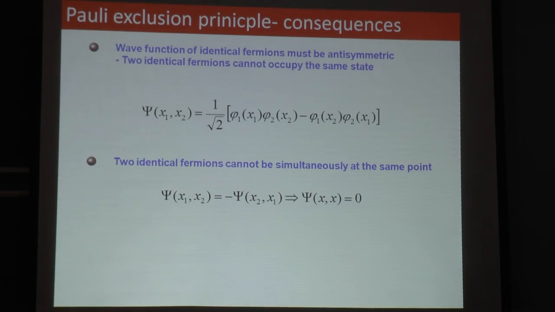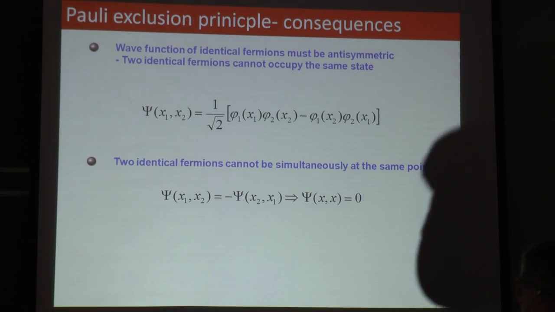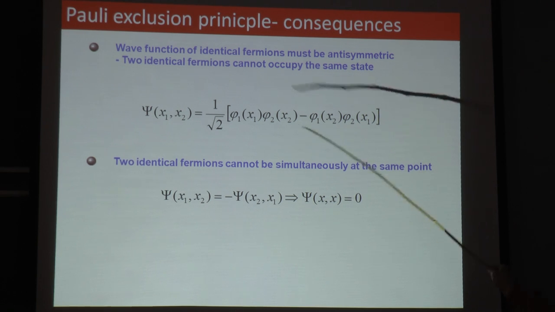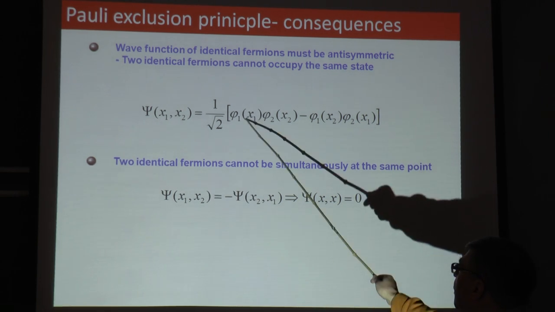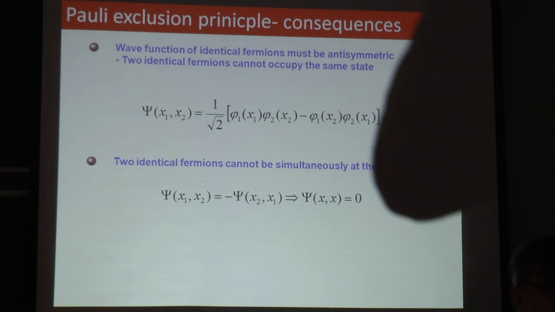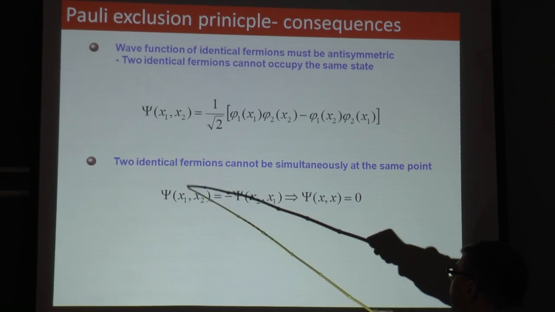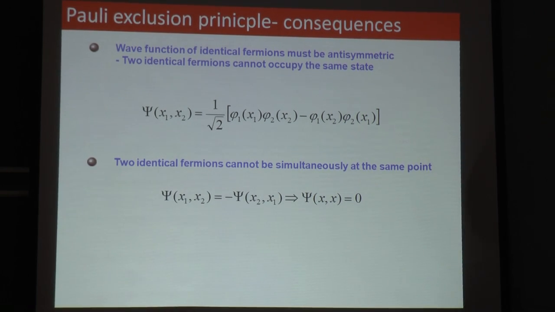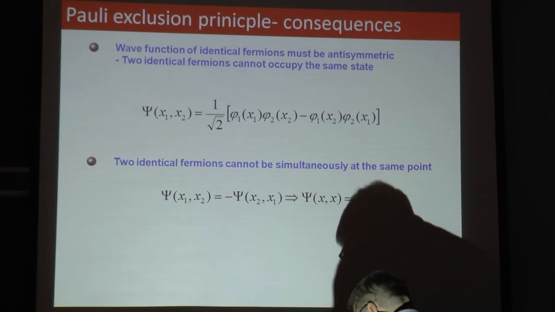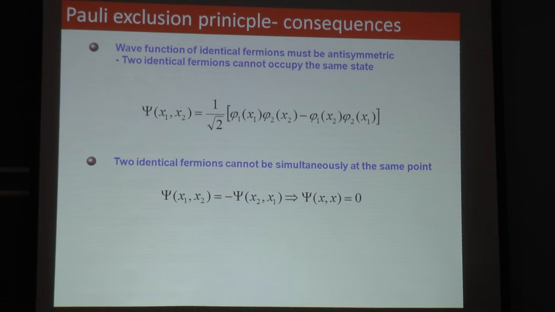So once more, just to summarize, for fermions, the wave function of two identical fermions must be anti-symmetric. This is an example of two particles in 1D. And from this condition, we clearly see that two fermions cannot be found simultaneously at the same position, because it must be anti-symmetric when we exchange them. So the only solution is that the probability of finding two fermions at the same point is zero. So I just summarize this introduction. Fermions don't like to stay together. This is everything that is known.